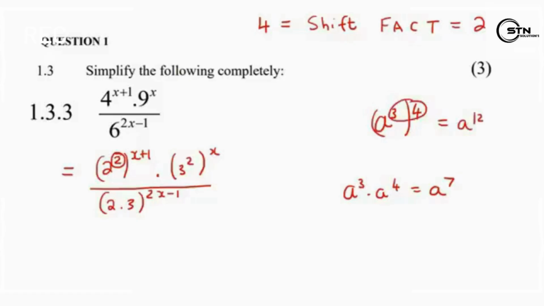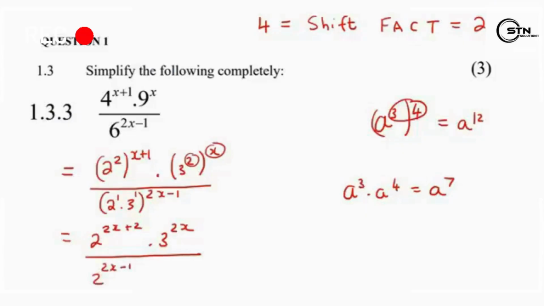Okay, so we are going to go multiply this x plus 1 with this 2, and we're going to go multiply this x with this 2, and then we're going to go multiply this with the 1 that's over there and the 1 that's over there, because 2 to the 1 is still 2, and 3 to the 1 is still 3. Okay, so that's going to give us 2 to the power of, now multiply this 2 to both of those, so it will become 2x plus 2. Then for the 3, it will be just 2x. And then down here, we're going to get 2 to the power of 2x minus 1, and then 3 to the power of 2x minus 1.